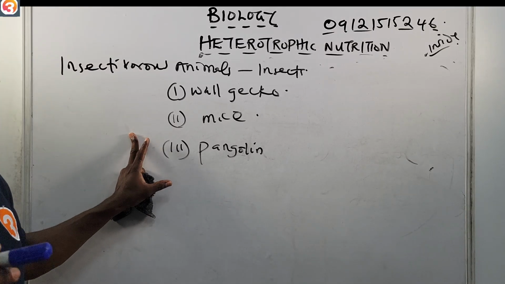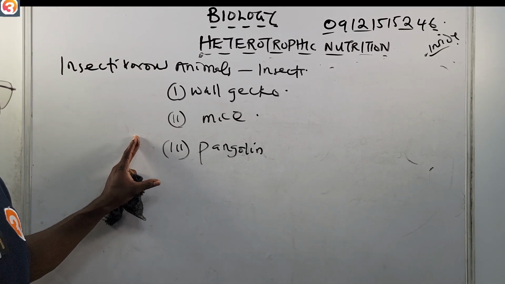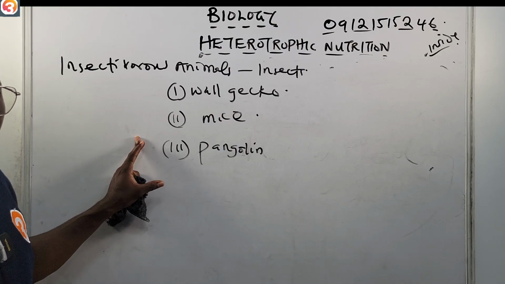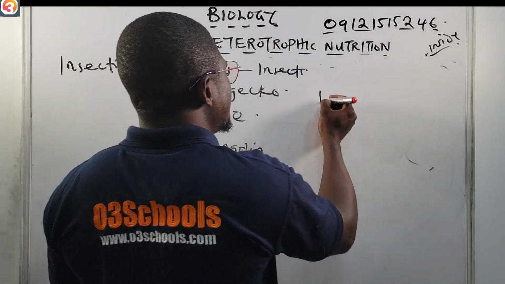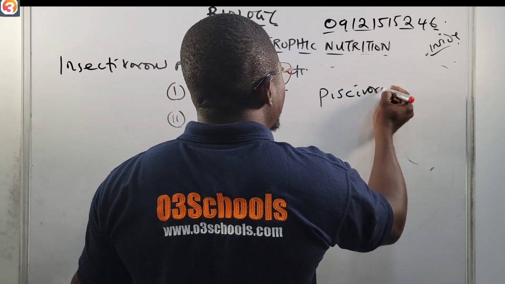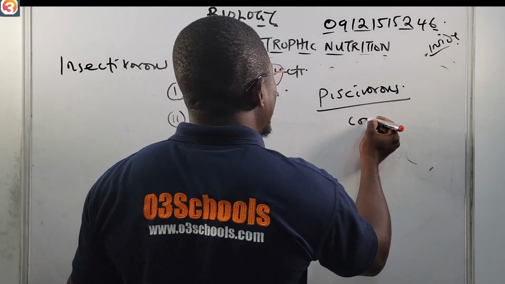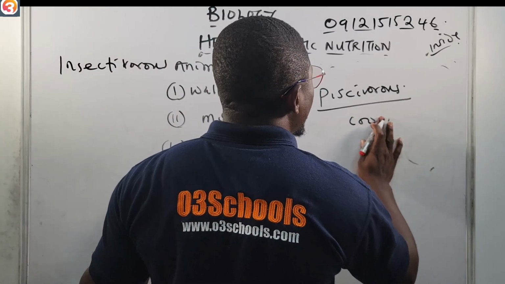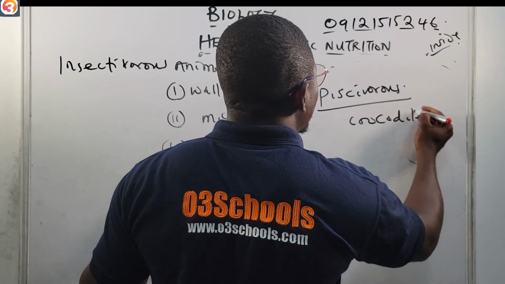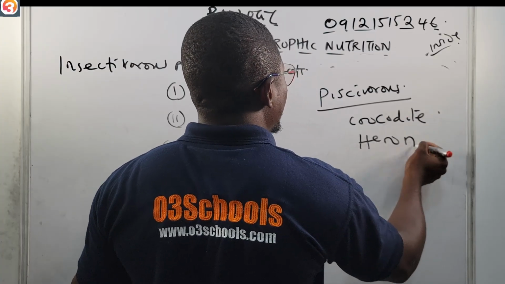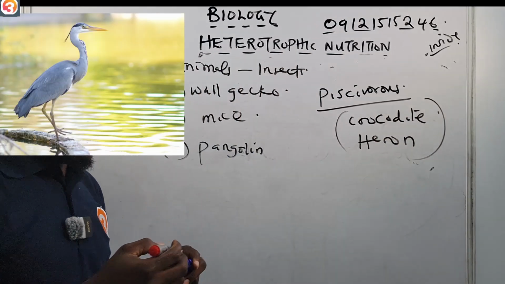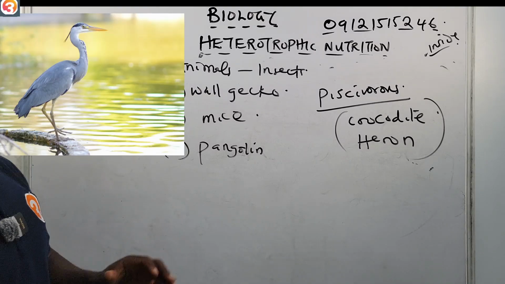They also have one we call piscivorous. Piscivorous animals feed on fishes. Example is crocodile. Another one is heron, which is a piscivorous animal.